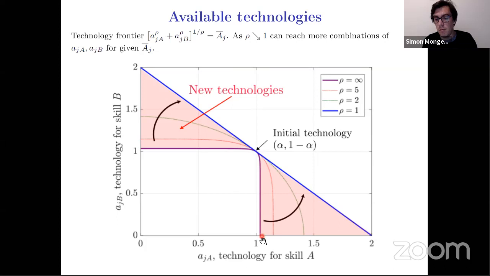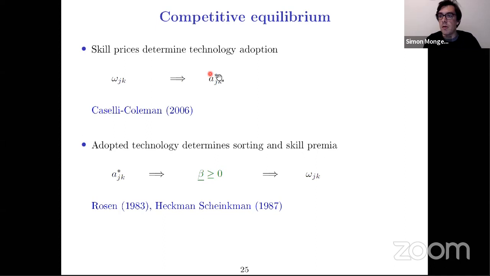So we just have these initial technologies, and then I'm going to reduce this parameter rho, which is going to increase the set of technologies which are available. So how's a competitive equilibrium constructed? Taking skill prices as given, firms are going to choose their appropriate technology while facing these skill prices. And then given these adopted technologies, we can solve the equilibrium exactly the same way as I described before.